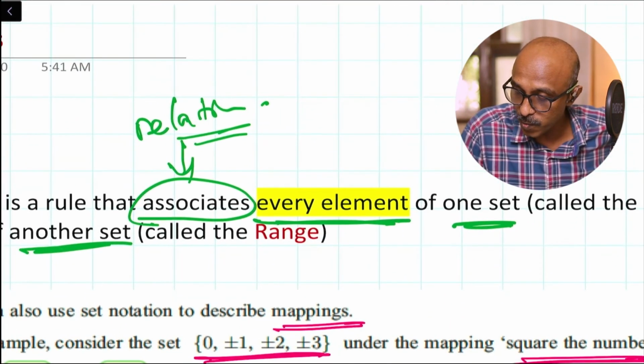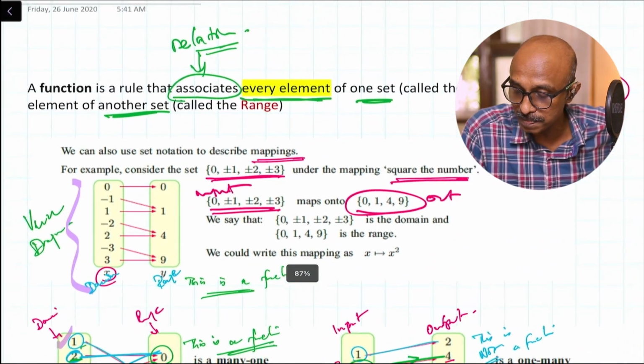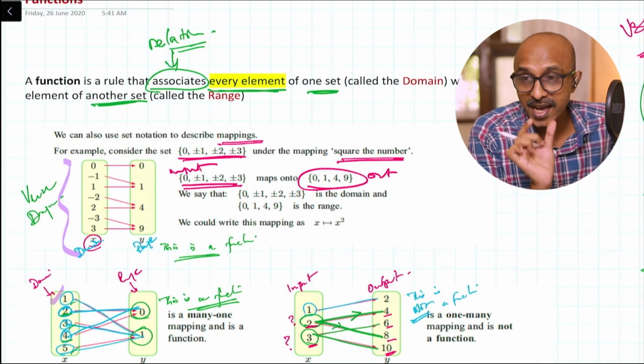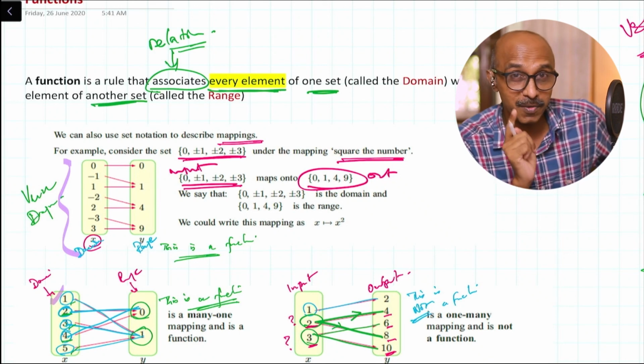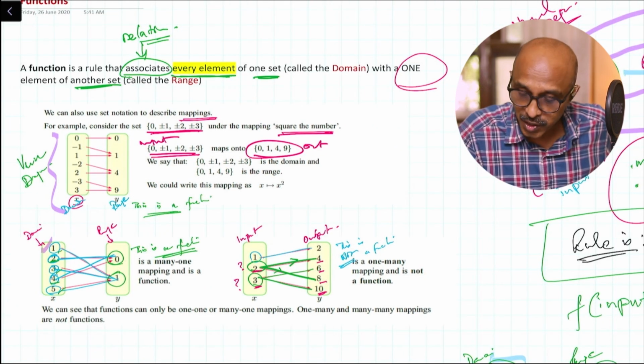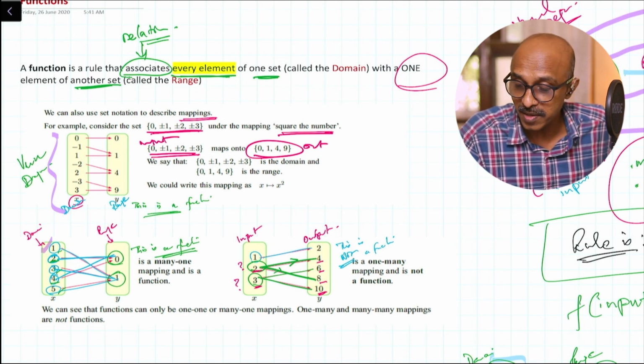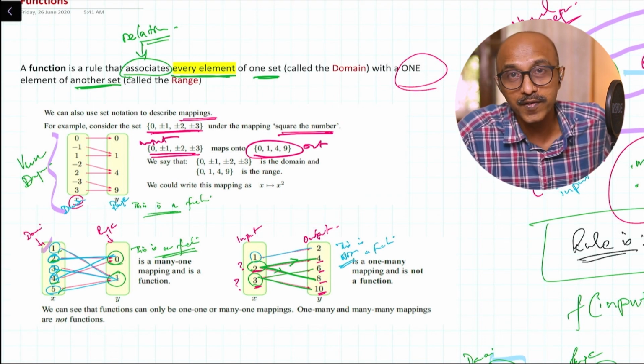Let's get back to the definition one more time before we close this video. A function is a rule that associates every element. Remember I said I highlighted that because that word is important. A function is a rule that connects or associates every element of the domain with one element of the range. So that is a function based on its definition.